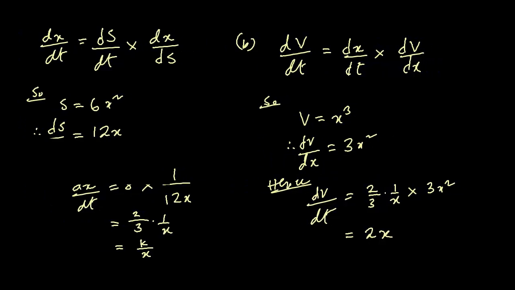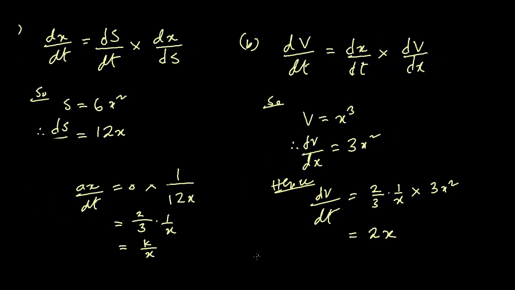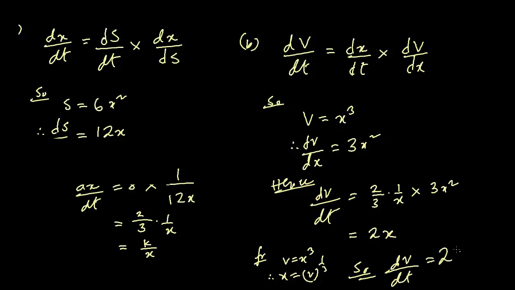So for this particular question, for V equals x cubed, therefore x equals V to the power 1/3. So we are expressing x in terms of V. So again, dV/dt is going to be 2. Instead of x, we can write V to the power 1/3.